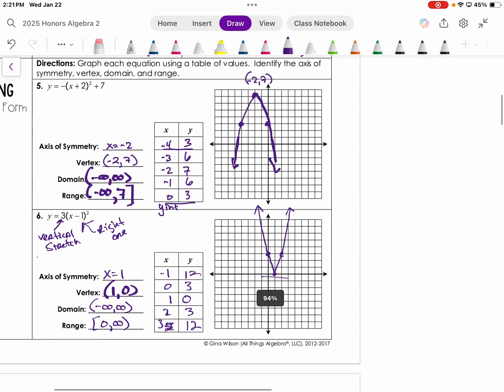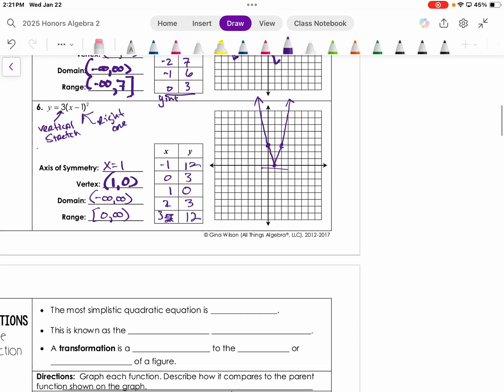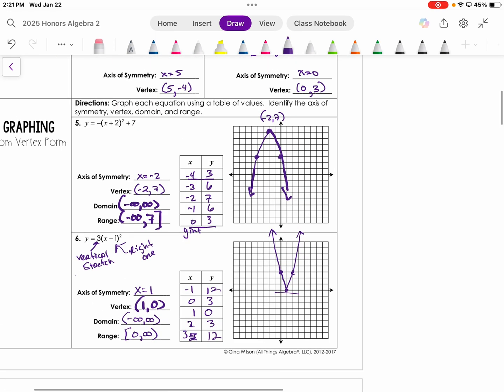I didn't do any of the horizontal stretches or compressions in homework. Okay, I made sure none of those were on there. So the x will always be an x. You won't have a parenthesis 2x minus something squared. It's always just going to be x plus or x minus in there. Okay, so I made sure I took those out. All right.